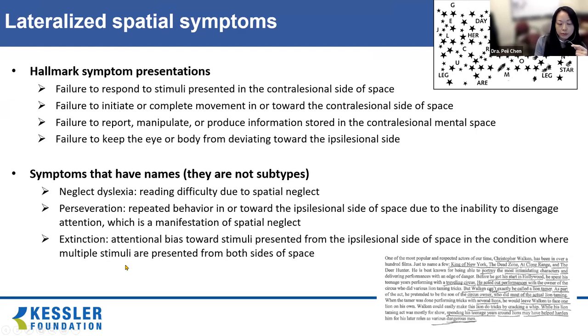Another example is called extinction. I'm going to talk a little bit more about it when I talk about assessment tools. Extinction is an attentional bias. When there are stimuli coming toward the patient from both sides, from the right and left side, the patient will prefer the information coming from the ipsilateral or good side.